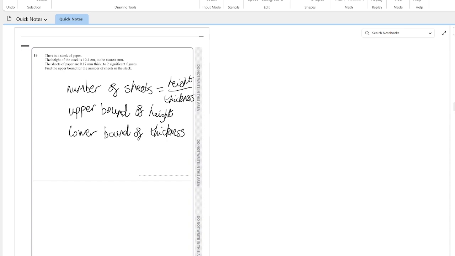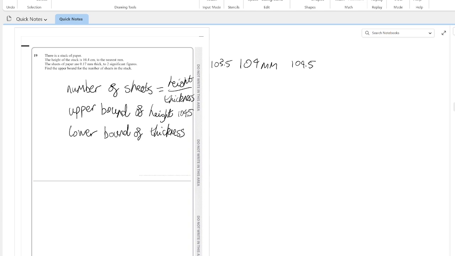So, what is the upper bound of the height of the stack? Well, 10.4 centimeters to the nearest millimeter. Well, let's convert this into millimeters. The lower bound is 103.5 and the upper bound is 104.5. Because any number 104.5 and above will round to a greater number. So 104.5 is the upper bound.